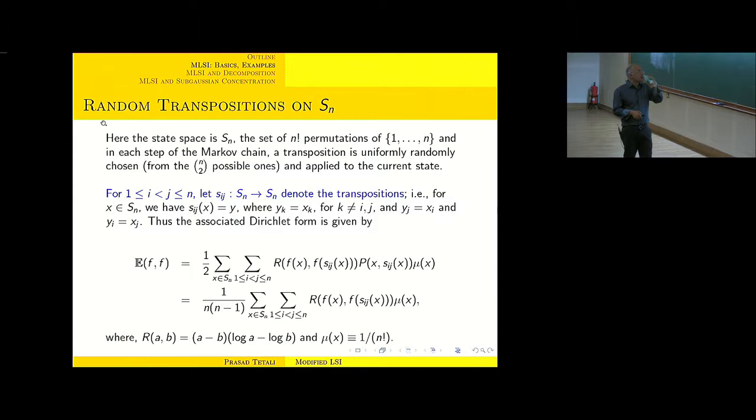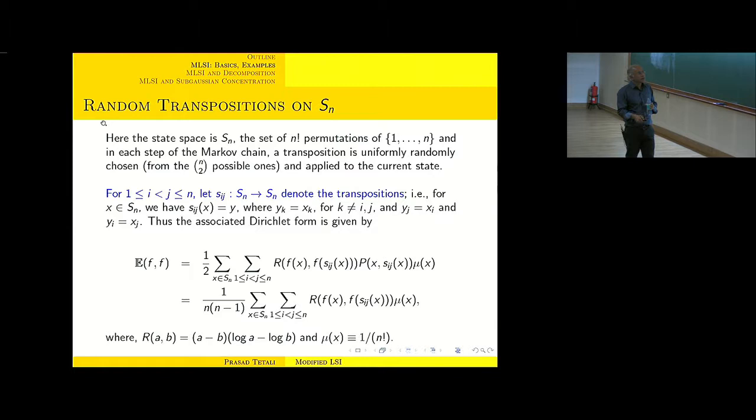Again, I wrote the symmetric Dirichlet form, but since I want to talk about the entropy decay, I should have had log rather than f f, log f. A little notation here: we're going to use S_ij to indicate that the ith and jth cards are swapped. So when I have x, which is a particular permutation of the n cards, S_ij of x leaves all others in place and swaps the ith and jth.